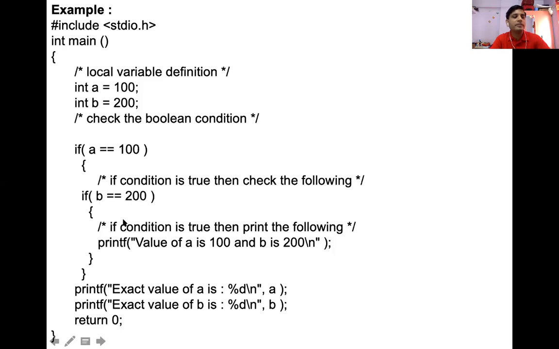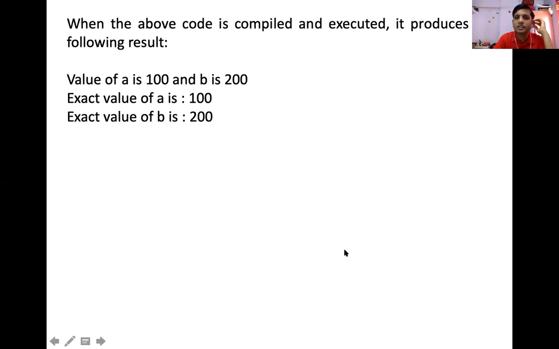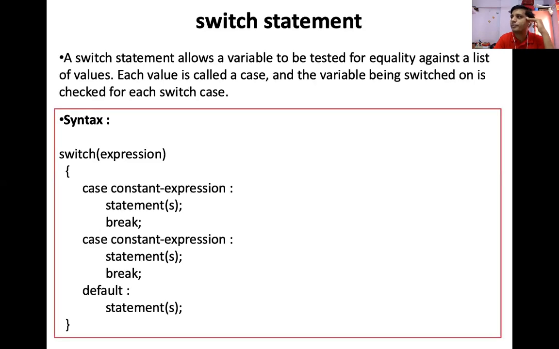So in real life also there are situations where we want to check the second condition only if the first one is true. Then we can use a nested if statement. So, getting the point? Okay, so this is the output: exact value of A is 100 and value of B is 200. This is the output of that program.